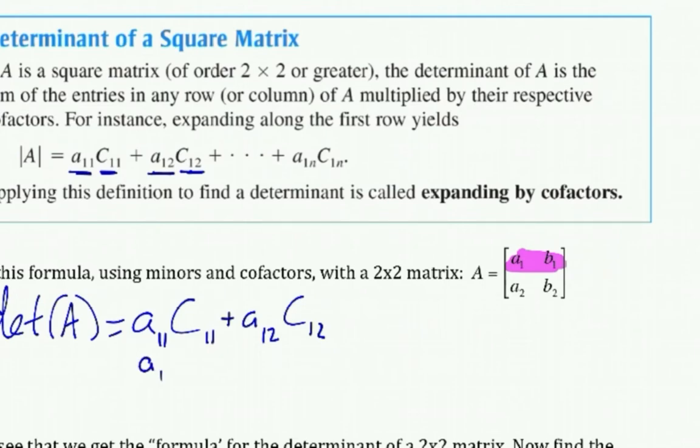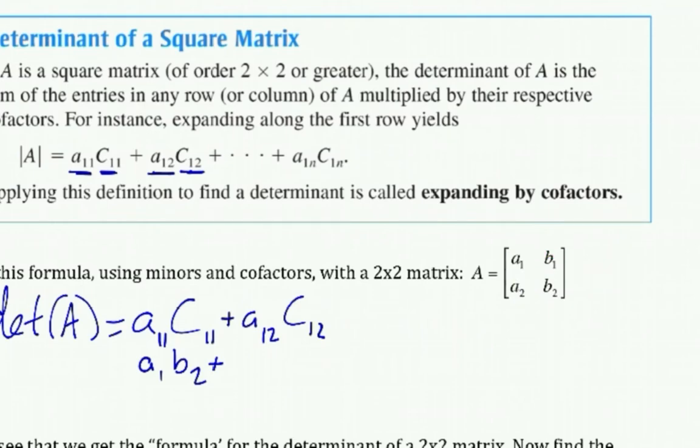Now, the cofactor for row 1, column 1: it's as if we cross off row 1 and column 1, and we're left with not really much of a matrix. We're just left with B sub 2. So it's going to be A sub 1 times B sub 2. Then we're going to say plus, and let me clear out what I just wrote there.